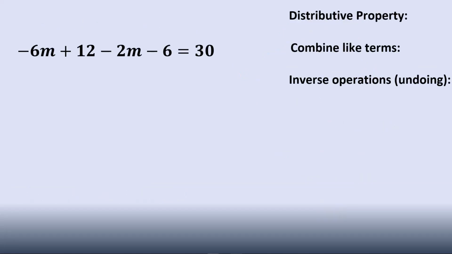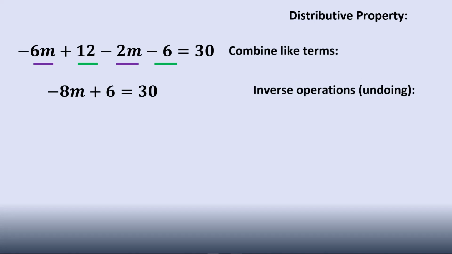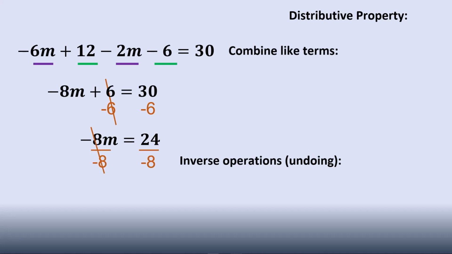In this equation, negative 6m plus 12 minus 2m minus 6 equals 30. Again, there is no distributive property. We go straight to combining like terms. Negative 6m and minus 2m combine to be negative 8m. 12 and minus 6 combine to be 6. Our new equation is negative 8m plus 6 equals 30. We undo by subtracting 6 from both sides. We get negative 8m equals 24. Divide both sides by negative 8, and m is equal to negative 3.